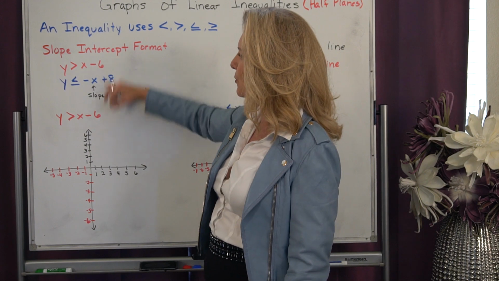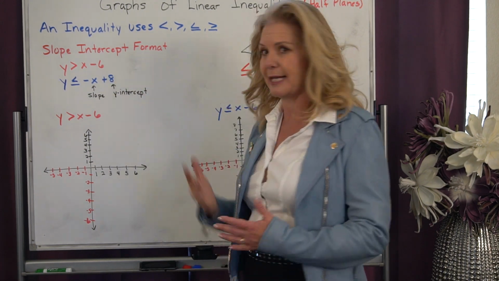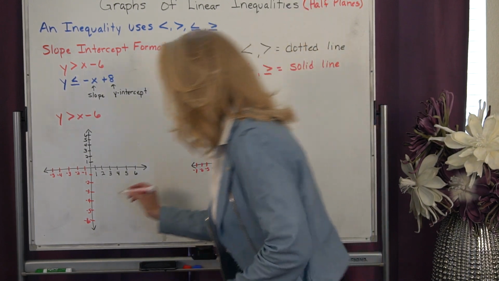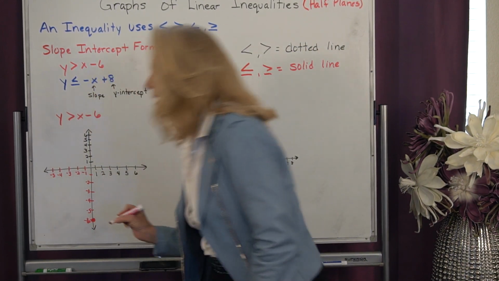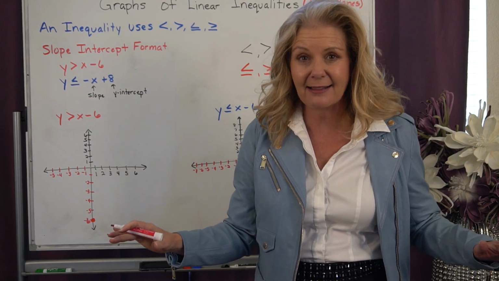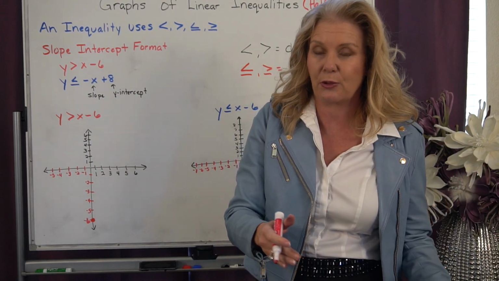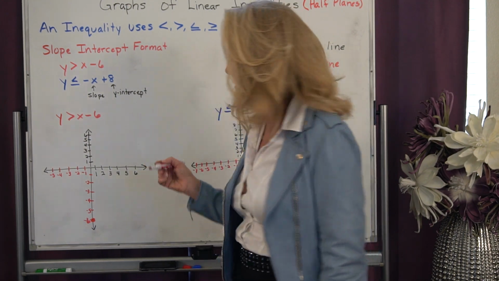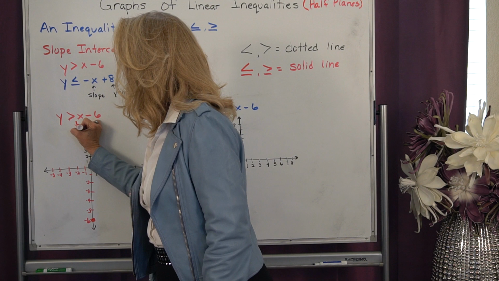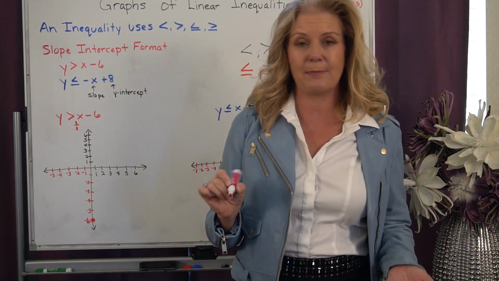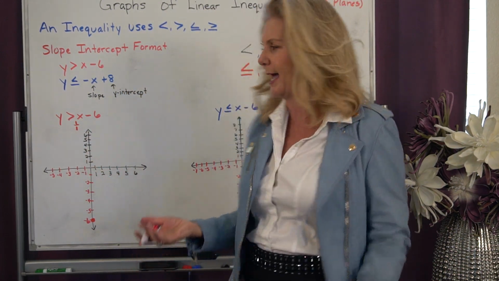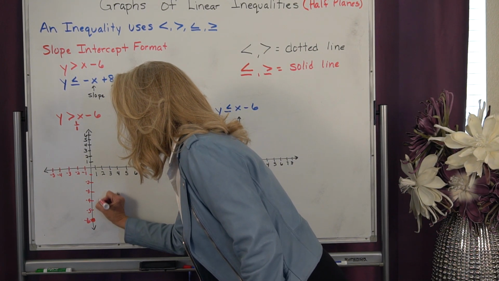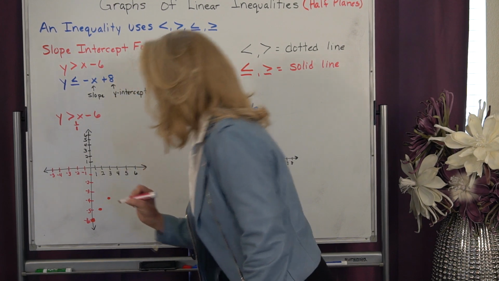So if I were to go graph y is greater than x minus 6, well, I know that negative 6 has to be my y-intercept. So I'm reading it exactly the same way as I read it with linear equations. And I can see this is an upward sloping line. And I know that ratio of rise over run has to be 1 over 1 because there's no number there with my x. So I'm going to go up 1 over 1, place a dot. Up 1 over 1, place a dot.